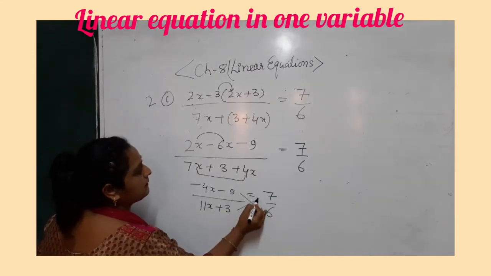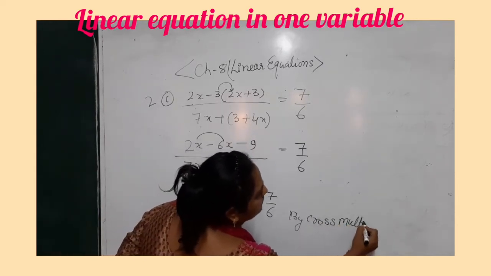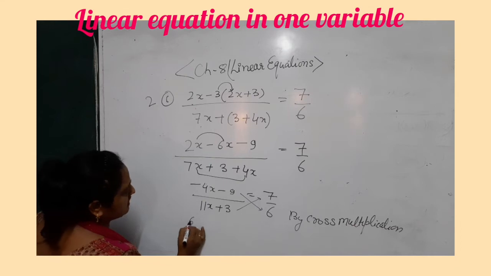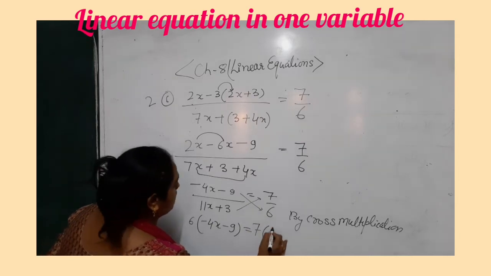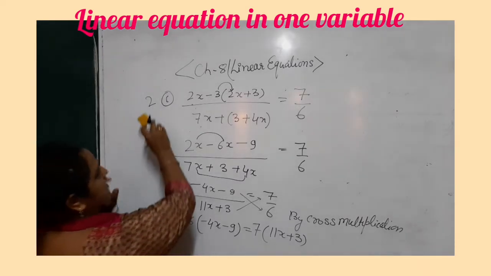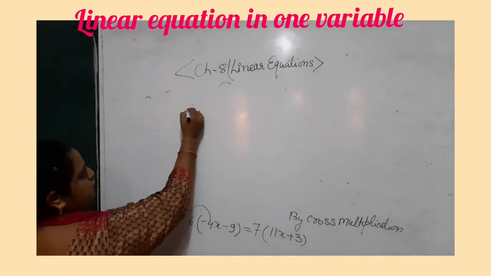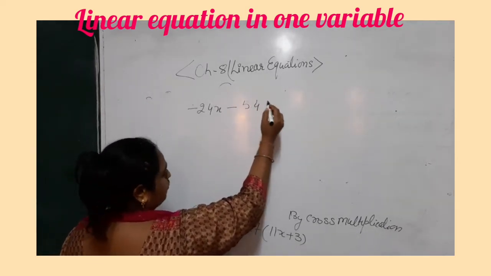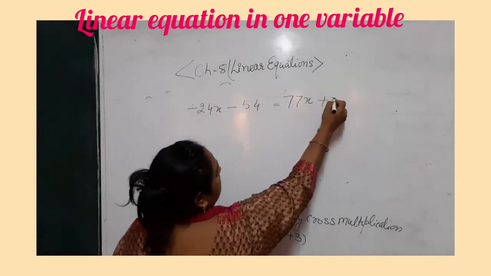Now by cross multiplication we will get 6 into minus 4x minus 9 is equal to 7 into 11x plus 3. Now we will open these brackets. How will we open? 6 times 4 is 24x, minus 9 times 6 is 54, is equal to 7 times 11 is 77x, 7 times 3 is 21.